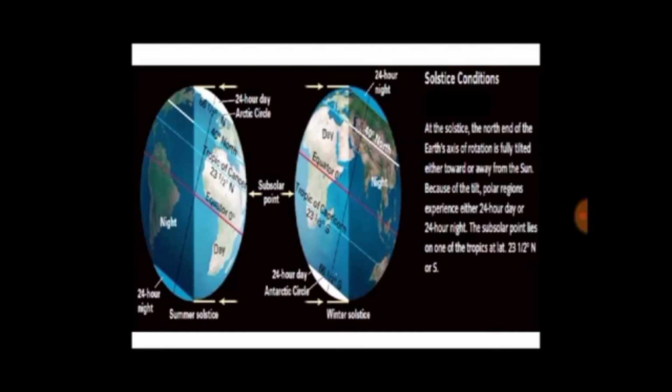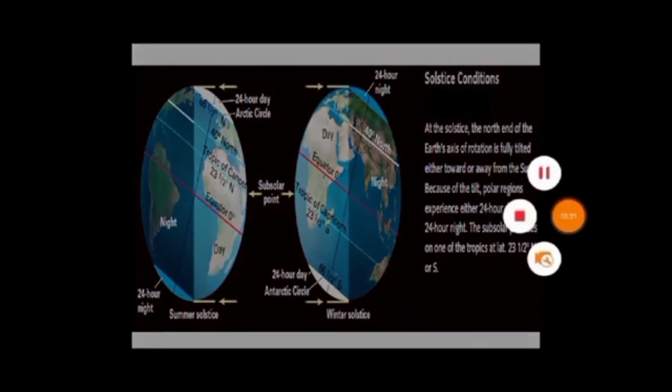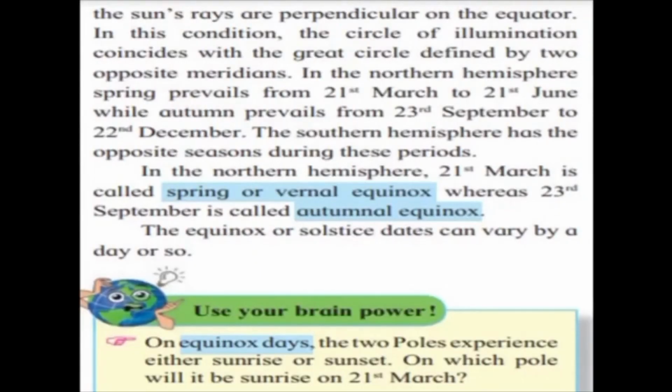Now here one question was asked to you. In Use Your Brain Power, on equinox days, the 2 poles experience either sunrise or sunset. On which pole will it be sunrise on 21st of March? Now this question's answer you are going to give me. Okay? You can see the diagrams and you can easily tell me the answer.